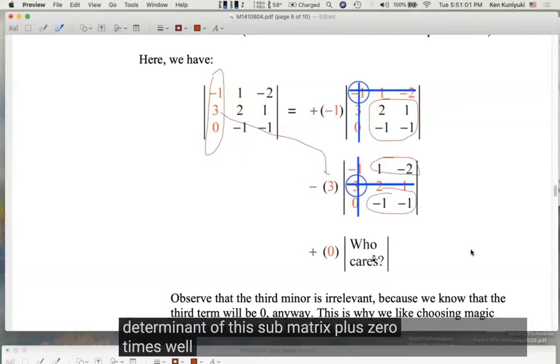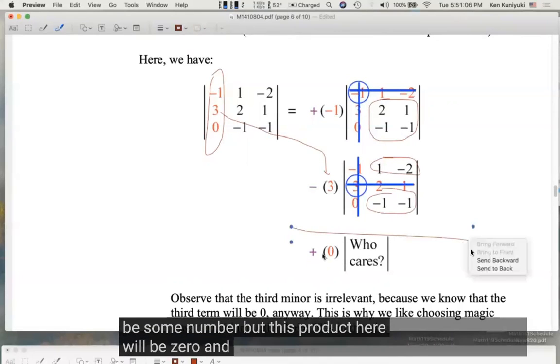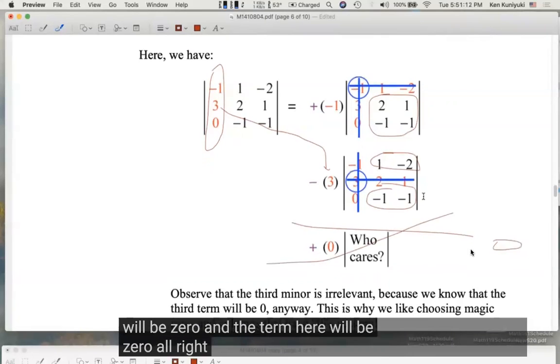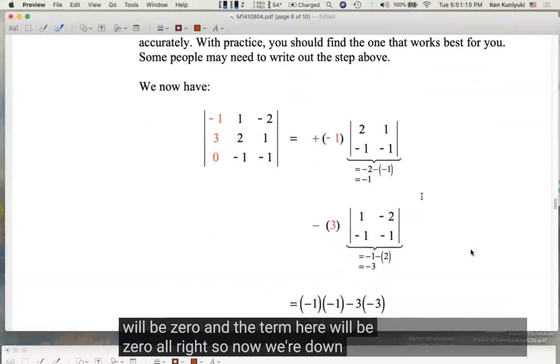Plus 0 times, well, who cares anyway? I mean, it'll be some number, but this product here will be 0. And the term here will be 0. All right. So now we're down to these. I've cleaned these up.